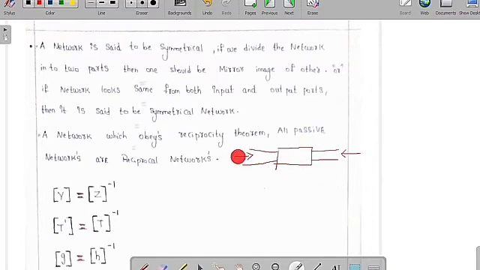If you see the network from this side, whatever elements you get, and if you see from the other side the same elements, then no matter whether you are seeing from input or output, the circuit looks the same. Then we say that the circuit is a symmetrical circuit. Therefore, a network is said to be symmetrical if you divide it into two equal parts and one is the mirror image of the other, or the network looks the same from both the input and output ports.